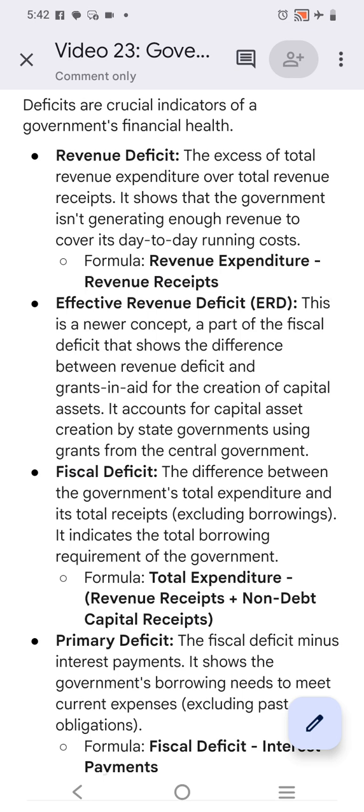Effective revenue deficit is a new concept, part of the fiscal deficit, that shows the difference between revenue deficit and grants and aid for the creation of capital assets. It accounts for capital asset creation by state governments using grants from the central government. So here they're talking about the difference between revenue deficit and grants and aid for the creation of capital assets.